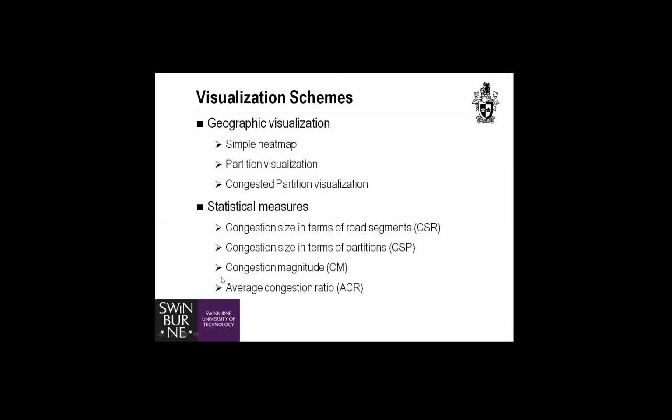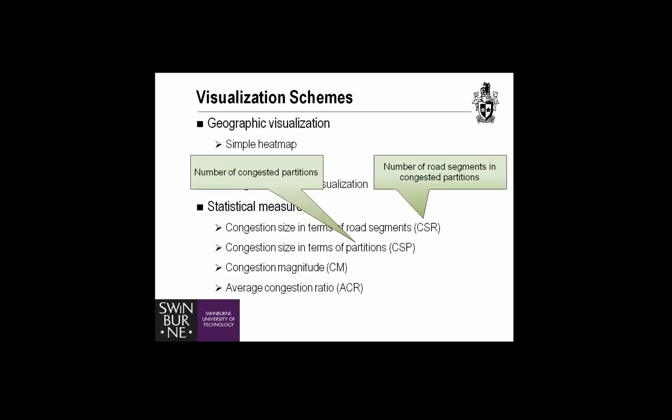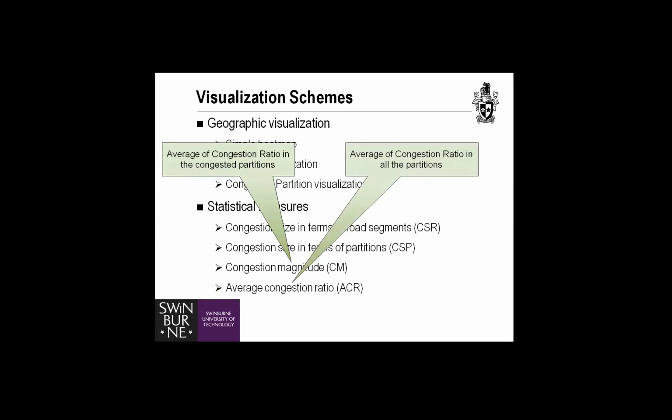Then we have certain statistical measures which give information about how the congestion is spread on the network, which give us further information on top of the visualization. The first one is the congestion size in terms of road segments, in short CSR. It is the number of road segments in congested partitions. The second is congestion size in terms of partitions, meaning the number of congested partitions. Then we have congestion magnitude, which is the average of the congestion ratio of all the congested partitions.